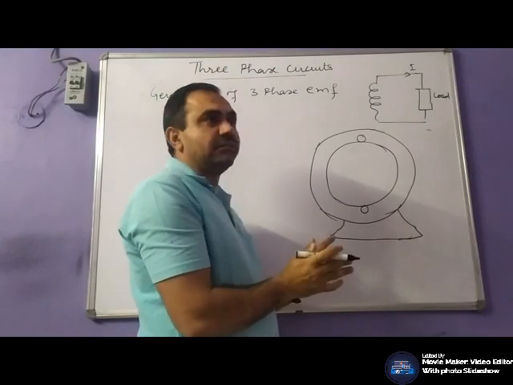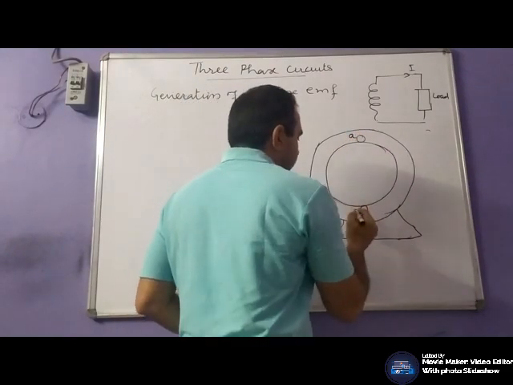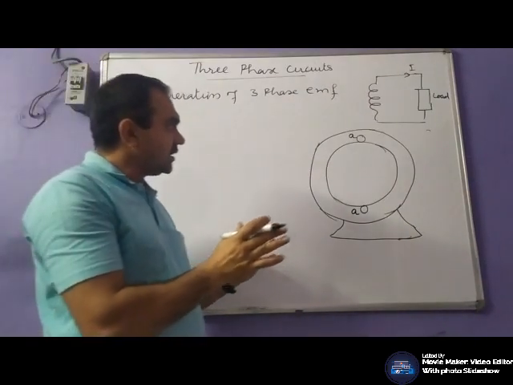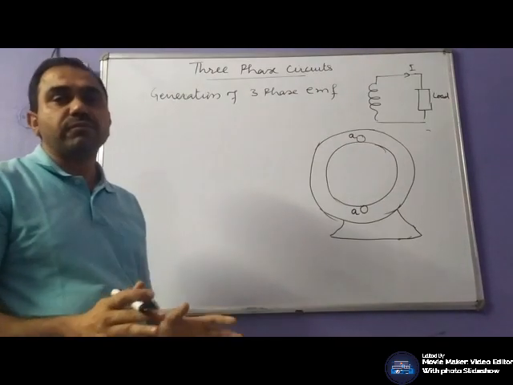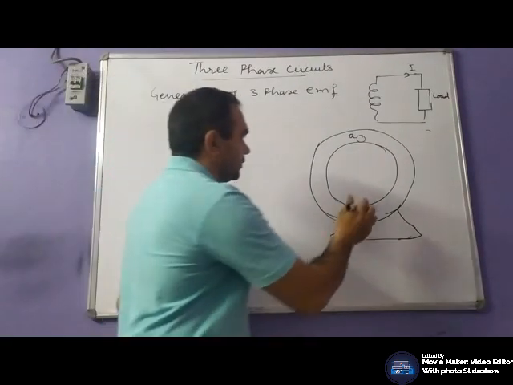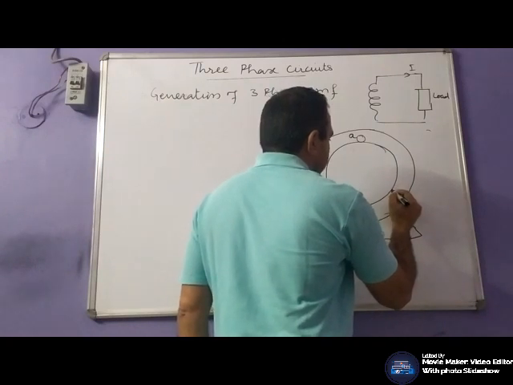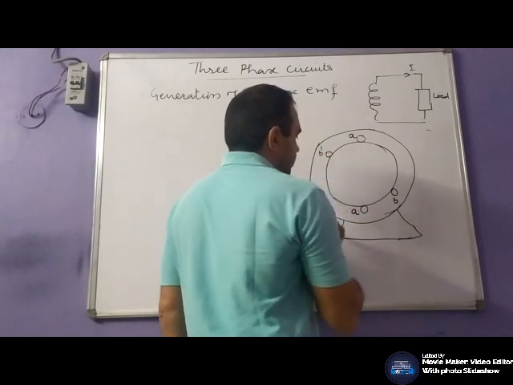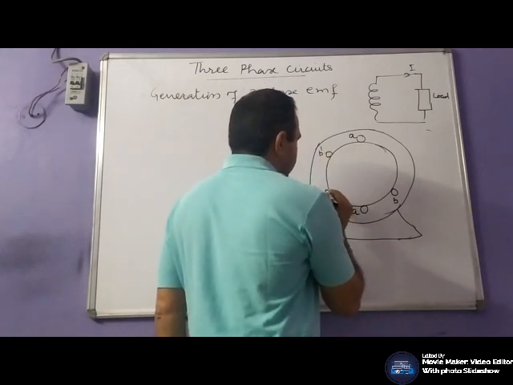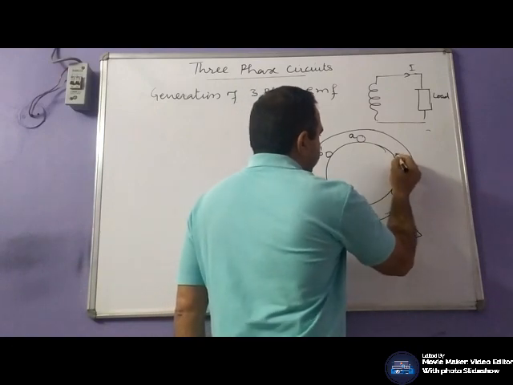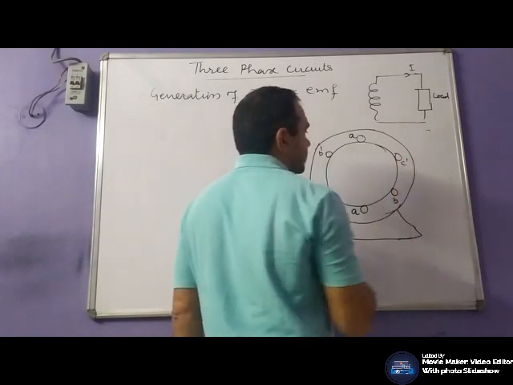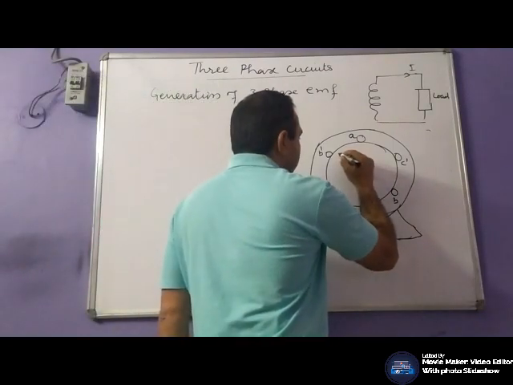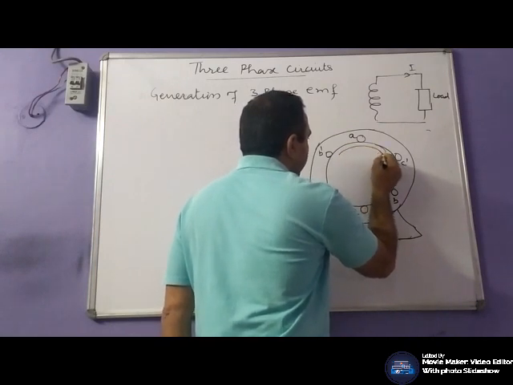In place of single coil, we will have three coils. Let first coil be denoted by A A dash. In three-phase system, all the three coils would be displaced by an angle of 120 degree electrical. Let another coil be B B dash, another coil C C dash, displaced from each other by an angle of 120 degree. So all these coils are displaced from each other by an angle of 120 degree.